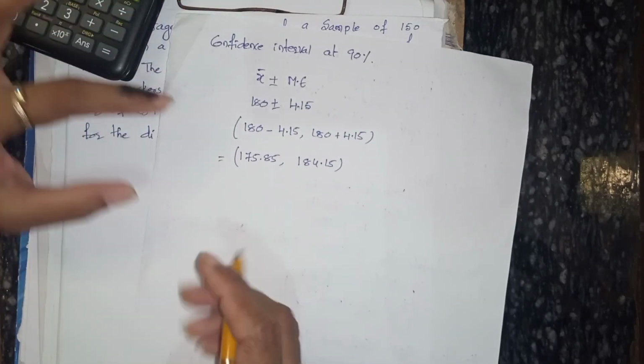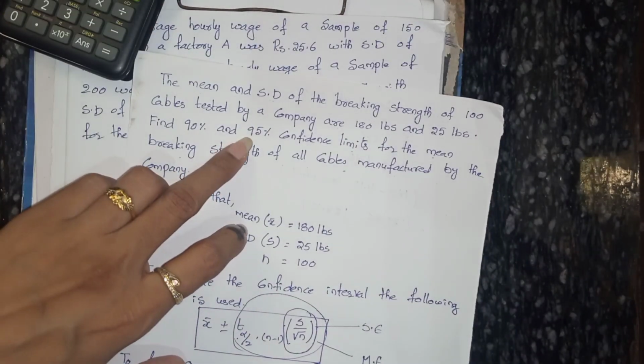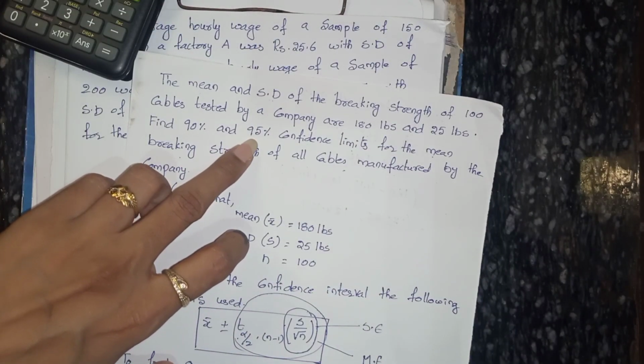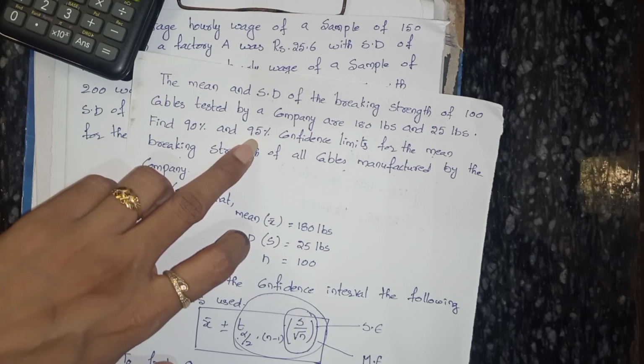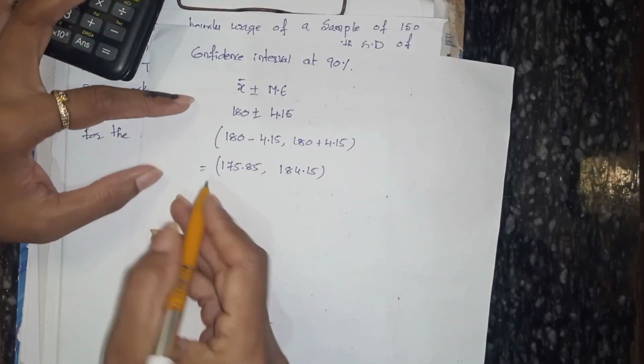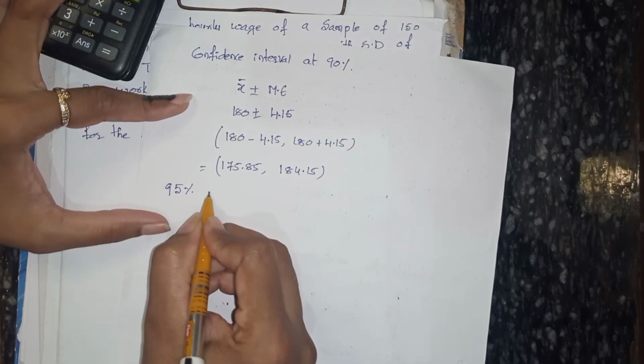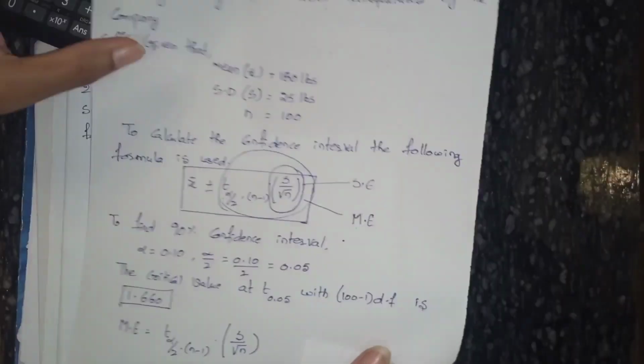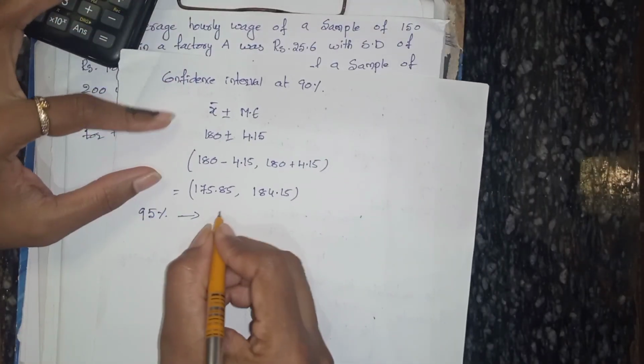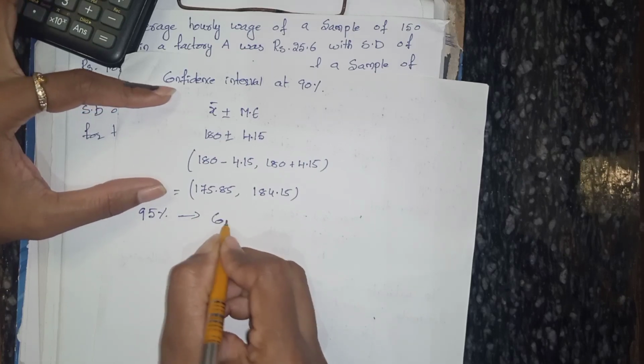Now we have to calculate at 95%. Why? Because they asked that at 95% also we have to find the confidence limits. So now we are going to find the confidence limits at 95%, the 95% confidence interval.